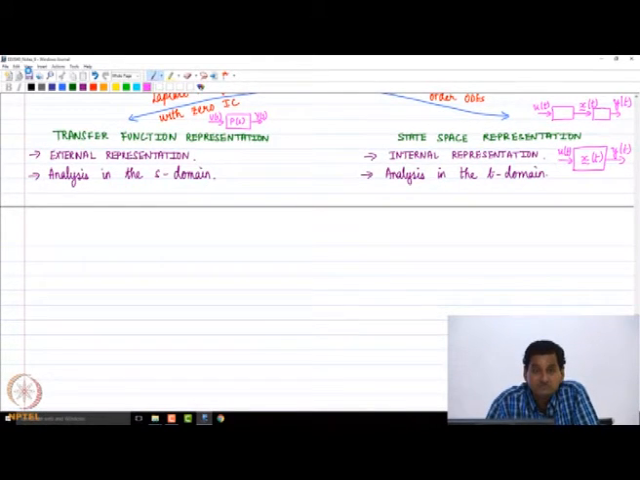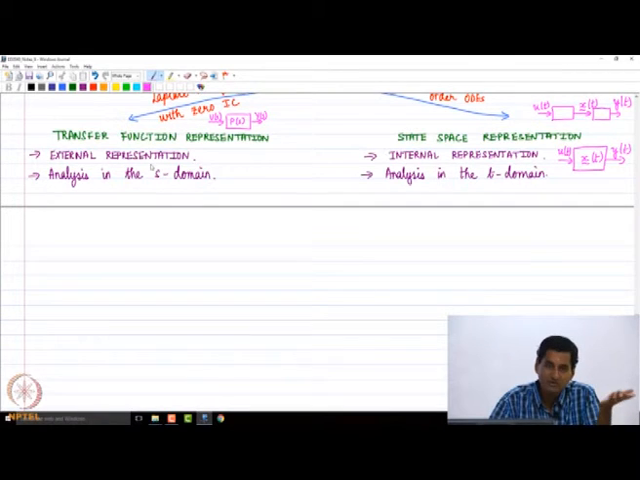I'm sorry, what is it? We can also say that P of S characterizes the internal. Absolutely. It is just a representation. P of S has information about the dynamics of the system, obviously. Just like the state vector will have information about the dynamics of the system, P of S also has information.